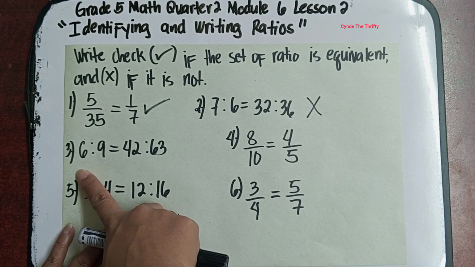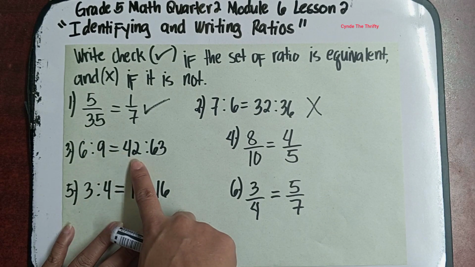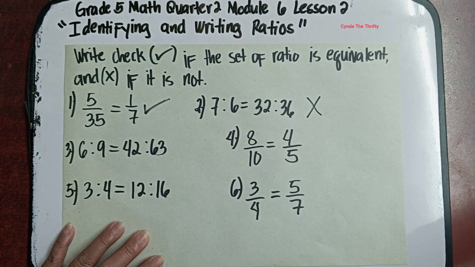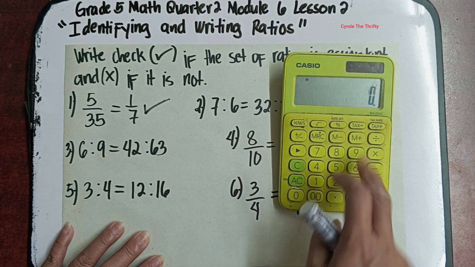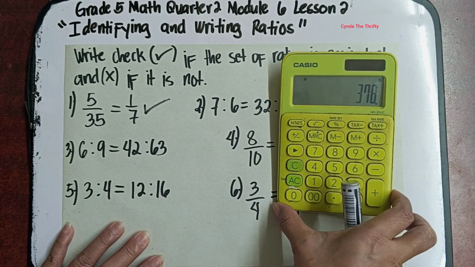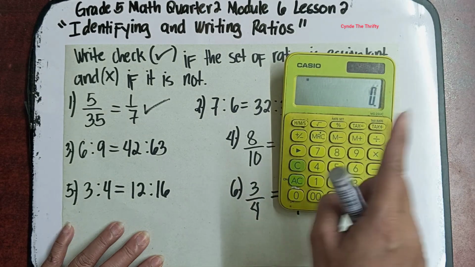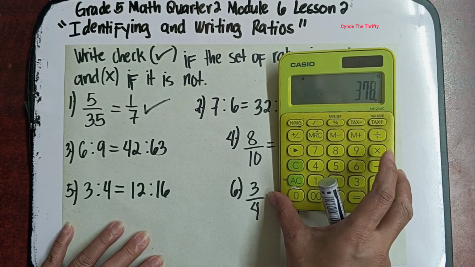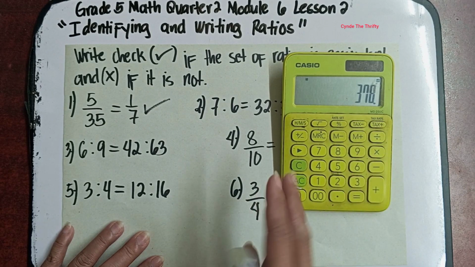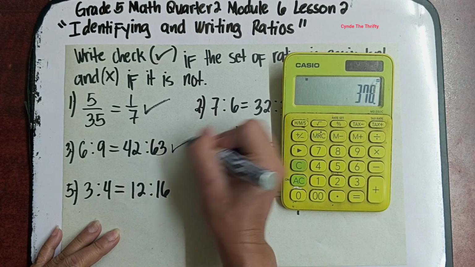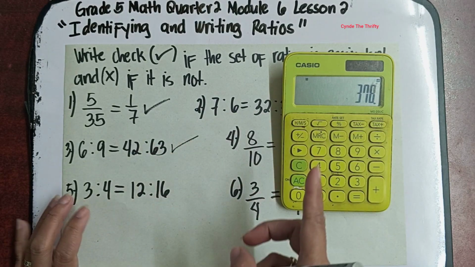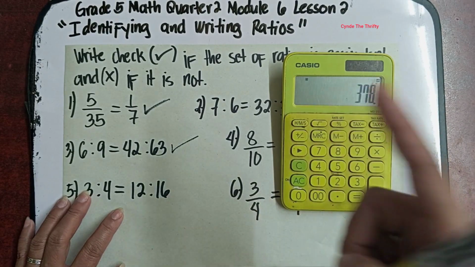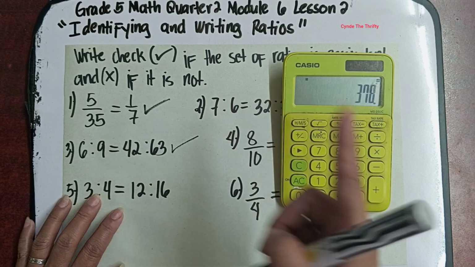Number 3, example naman tayo. 6 is to 9 is equal to 42 is to 63. So, i-multiply natin ang ating means at ang ating extremes. Okay, so i-multiply natin si 9 at 42. 9 times 42 is equal to 378. At si extremes naman, 6 times 63. So, 6 times 63 is equal to 378. Equal ba? Yes, equal. So, therefore, ang sagot natin is check. Okay. So, pero, huwag nyo gamitan ng calculator ha. Of course, ginamitan ko ng calculator para makita nyo kung equal ba siya, kasi kapag i-multiply pa natin, matatagalan tayo.